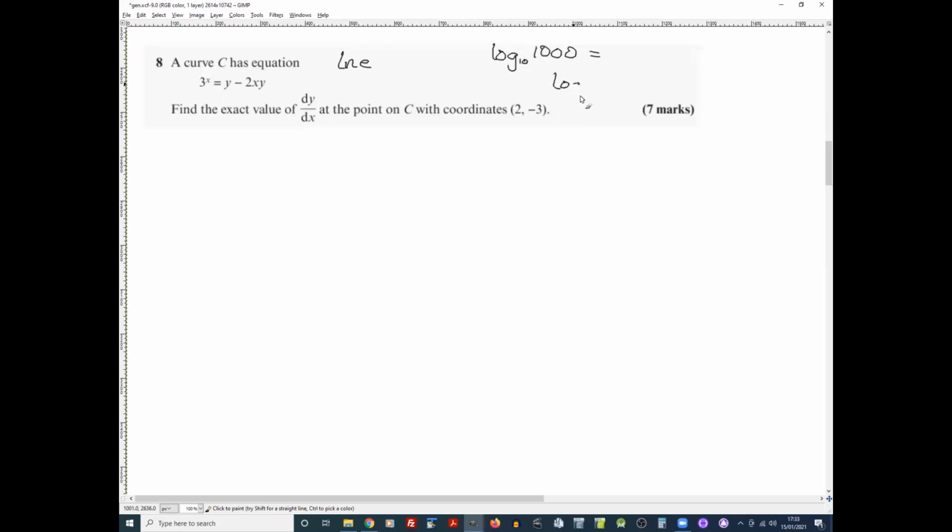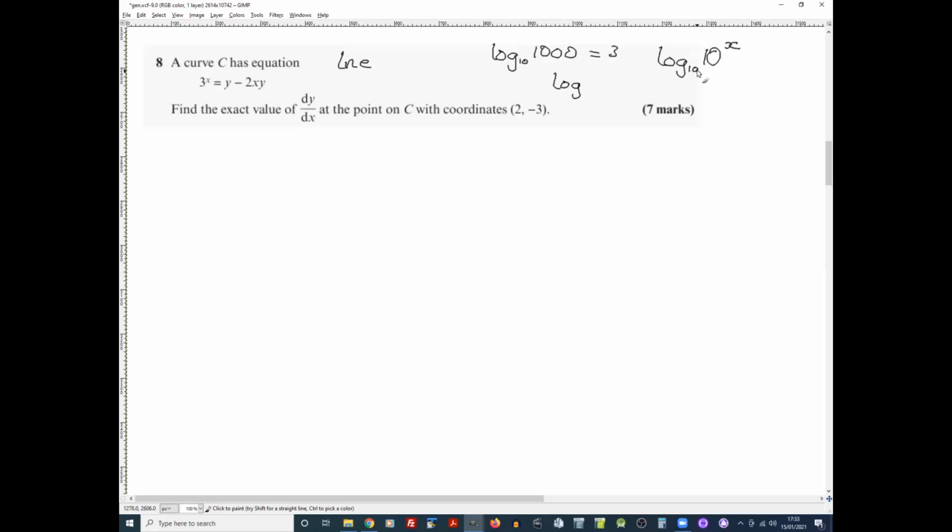Oh, it's 3. Yes, well done, because it's the power you have to raise 10 to get 1,000. Well, the same with natural log. It's the power you have to raise e to get. Sorry, I should have made the point with log 10. What about the power you have to raise 10 to get 10? Oh, 1. Yes, and then if it was 10 to the x, these would cancel, wouldn't they?